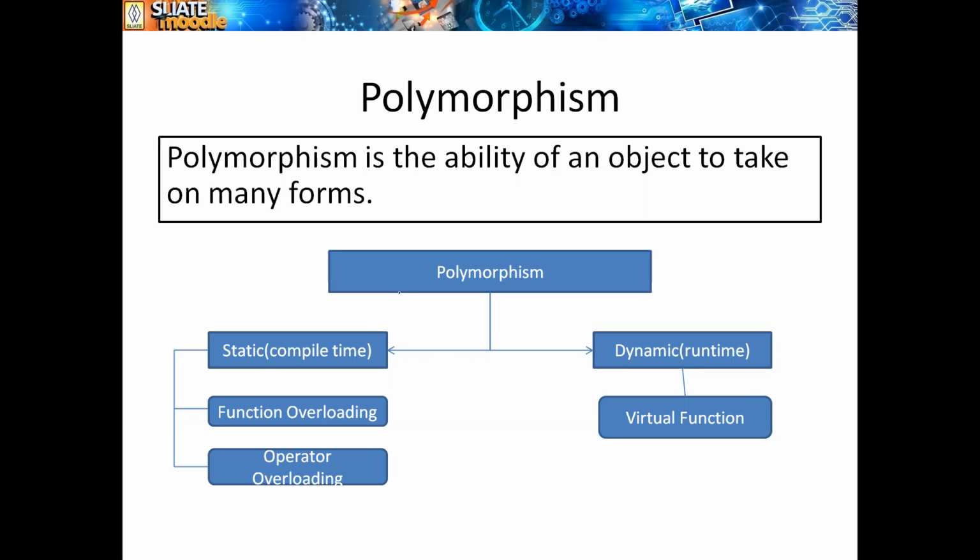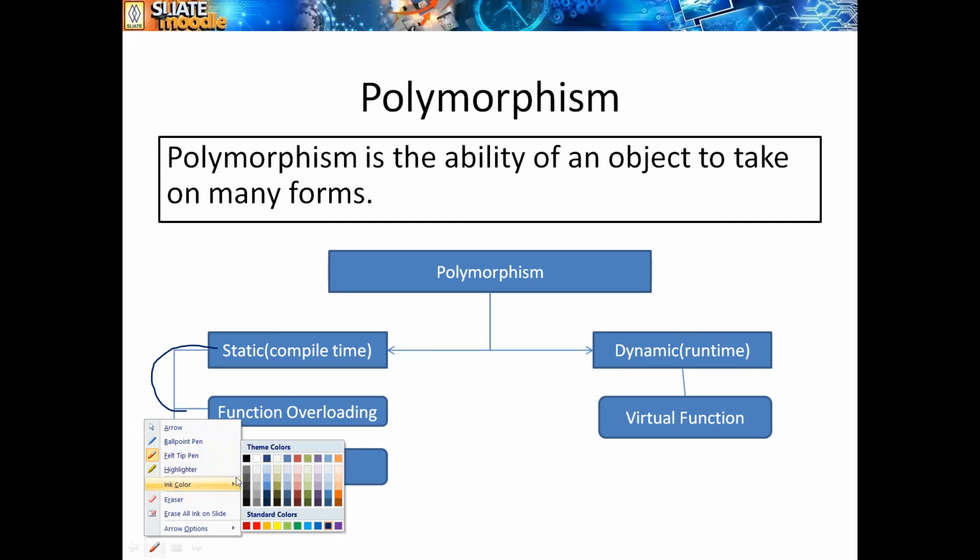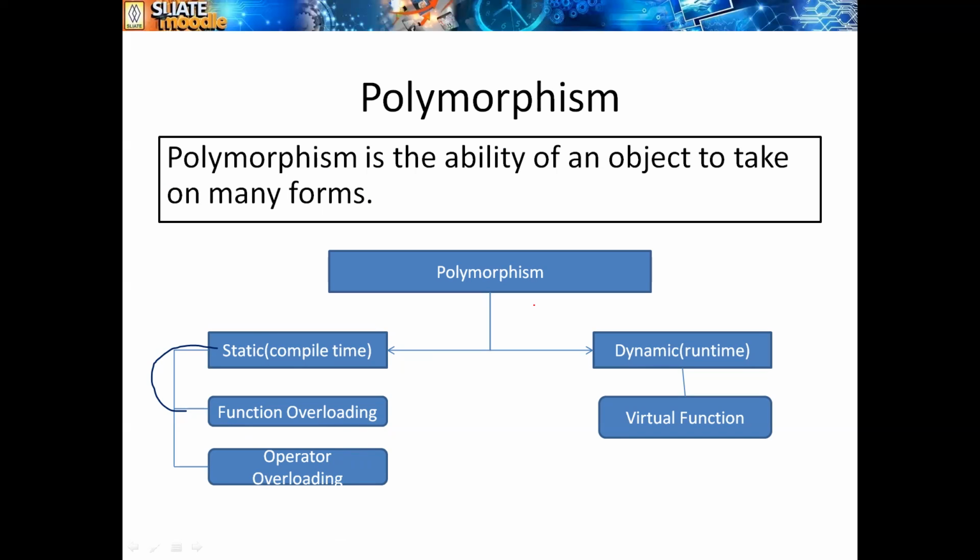Polymorphism is essentially divided into two parts: static, which is compile time polymorphism, and dynamic, which is runtime polymorphism. Static polymorphism has two ways, right? Function overloading and operator overloading. Dynamic polymorphism has one thing, virtual function.